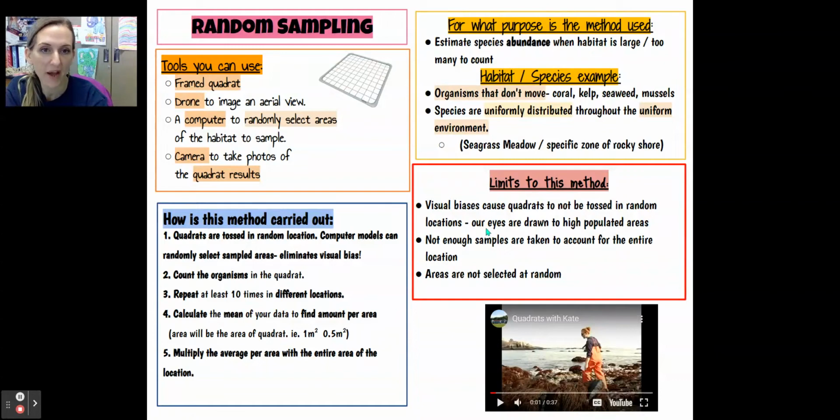Limits. Visual biases could cause quadrats to not be tossed in random locations. Our eyes typically are drawn to highly populated areas. There's not enough samples to account for the entire location, so it might be a little bit sparse right on the edges. We need to account for that. The areas might not be selected at random, so we use a random number generator.